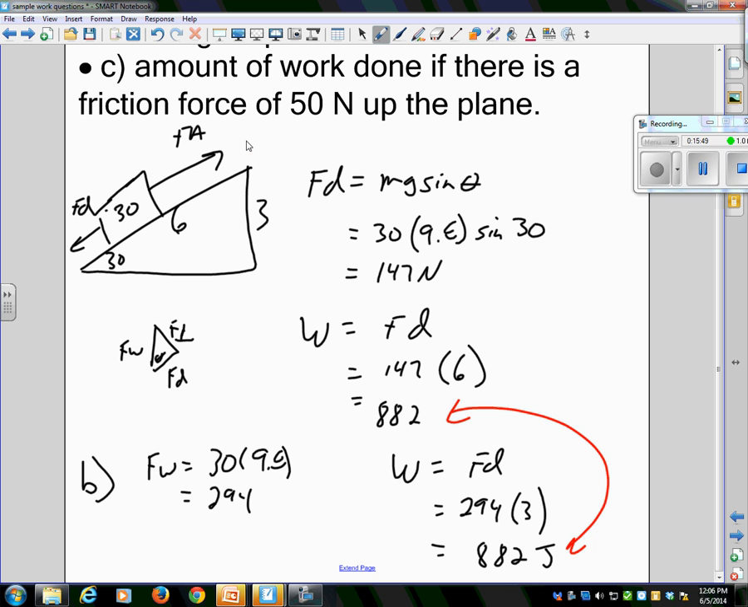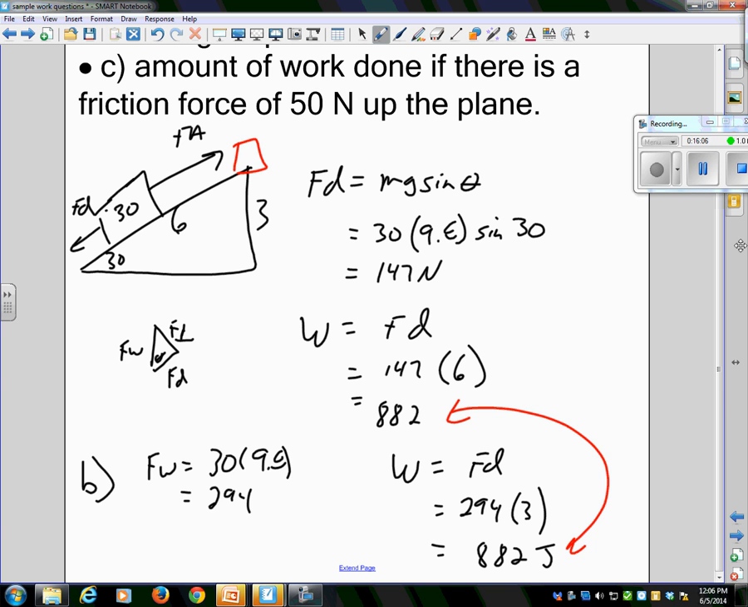When the box is sitting up here, it's going to have the same gravitational potential energy whether you pushed it up the ramp or you lifted it straight up. The advantage to going up the ramp is that you use less force, but you have to use longer time, longer distance.